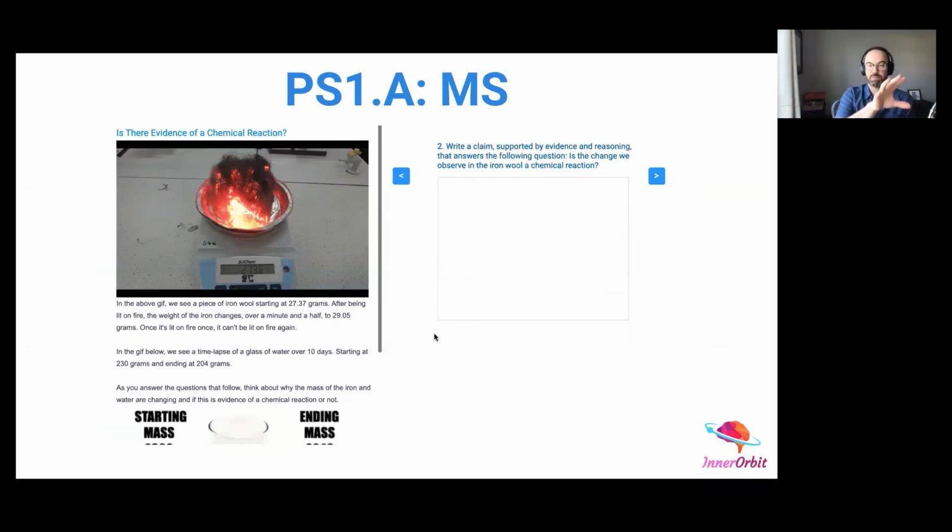It's clearly becoming more massive over time. We call that out in the comments. And then below that, there's an image of a glass of water over the course of several days that is becoming less massive. It's clearly losing water over the course of a few days.